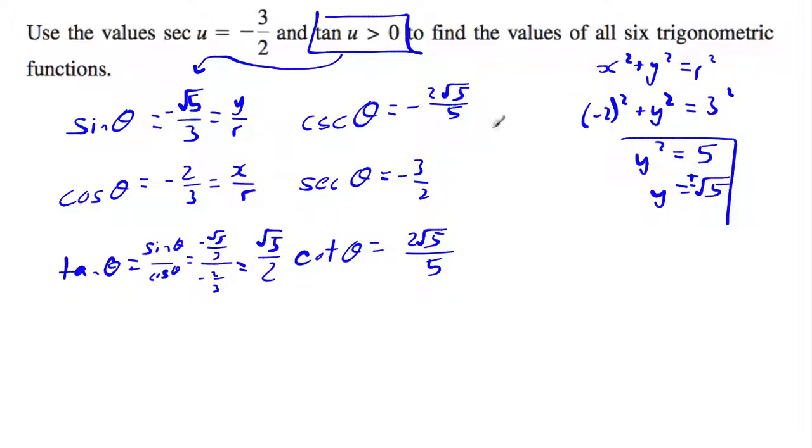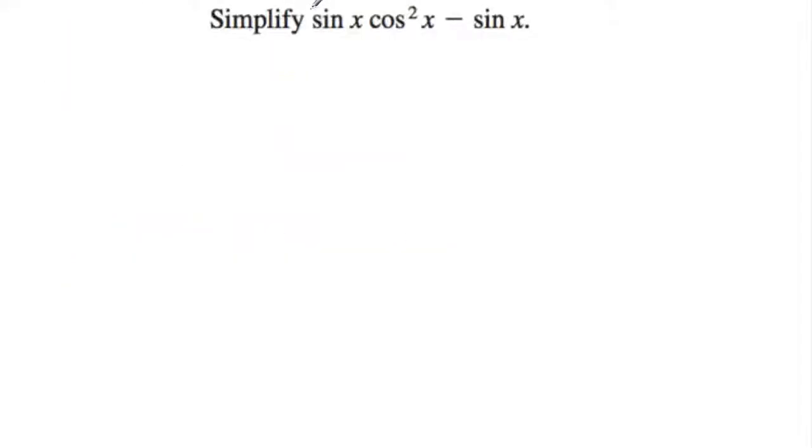Okay, so that's all better. So using these identities, we can get that. But we can also use our identities for stuff like this. Here we have a trigonometric expression, sine of x times cosine squared of x minus sine of x. And we want to simplify this. We want to make this look better.